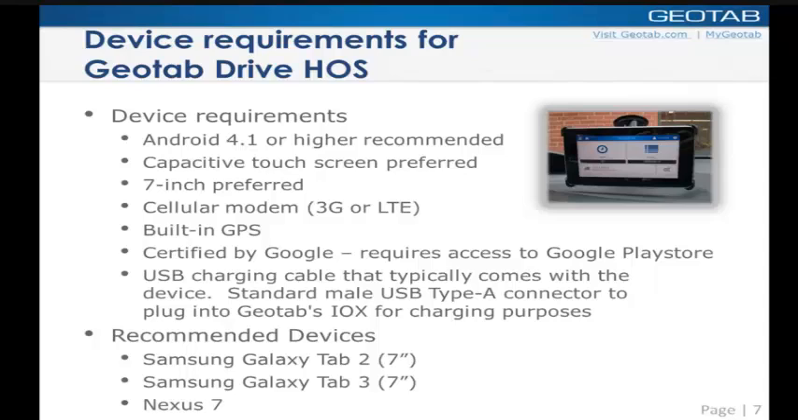All of that, and then again, the devices that we've tested heavily are the Galaxy Tab 2, the Galaxy Tab 3, and the Nexus 7, and the carriers typically offer one or the other. Again, that's why it's a carrier conversation.